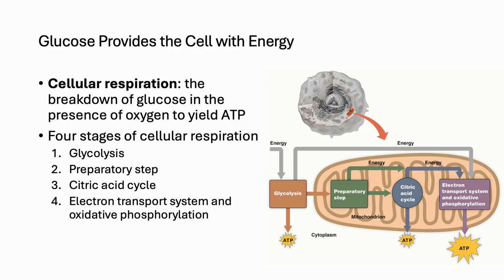Glycolysis occurs in the cytoplasm and breaks down glucose into pyruvate molecules, producing a small amount of ATP and electron carriers. The preparatory step converts pyruvate to acetyl coenzyme A inside the mitochondria. The citric acid cycle in the mitochondrial matrix extracts high energy electrons and produces more ATP and carbon dioxide as waste. Finally, the electron transport chain located in the inner mitochondrial membrane produces the majority of ATP through oxidative phosphorylation. Together, these stages illustrate the intricate coordination of enzymes and organelles needed to transform glucose into usable energy efficiently.